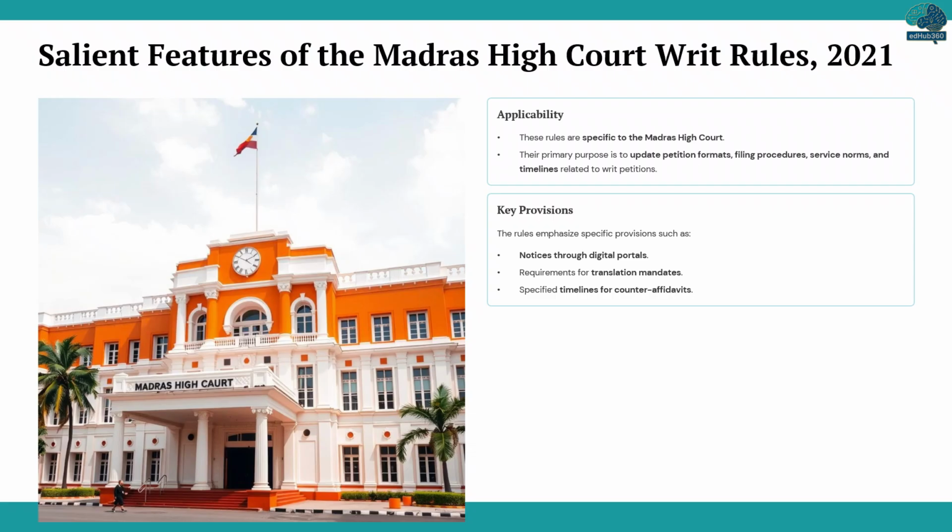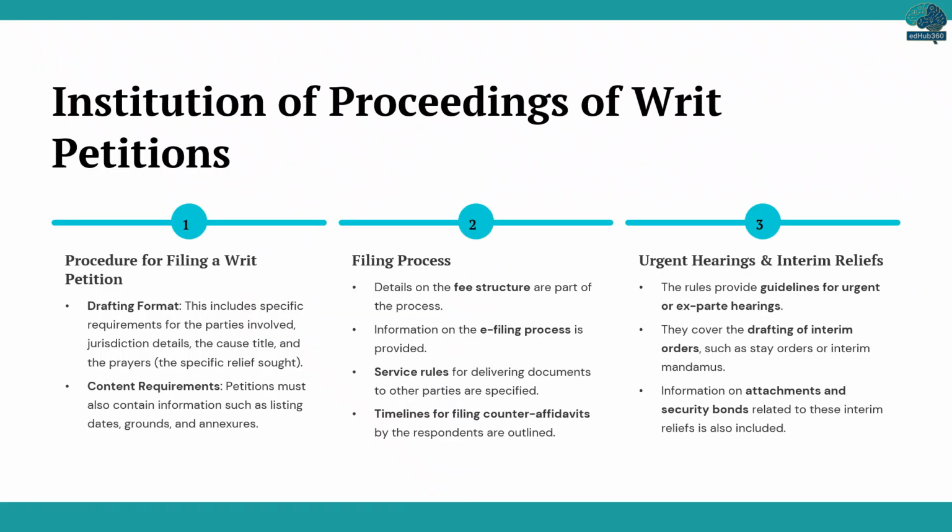Rules from 2021, which provide detailed guidelines for writ petitions. These Madras High Court Writ Rules, enacted in 2021, are specific to the Madras High Court. Their main purpose is to modernize and update the formats for petitions, streamline filing procedures, clarify service norms, and set clear timelines for writ petitions. Key provisions within these rules cover important aspects like issuing notices through digital portals, requirements for language translations, and specified timelines for filing counter-affidavits. When it comes to instituting proceedings for writ petitions, there are a few key steps.